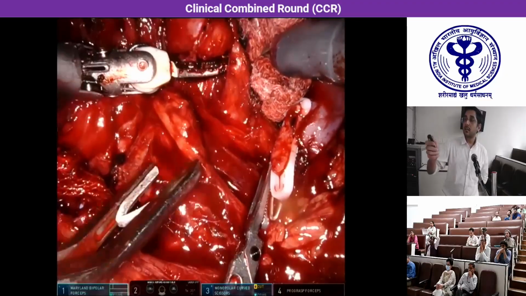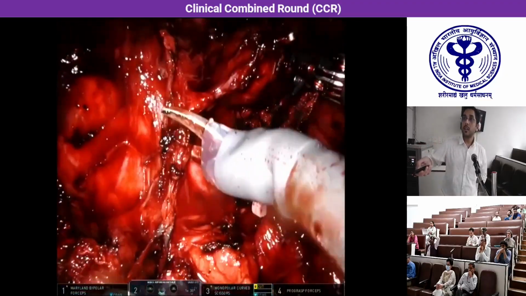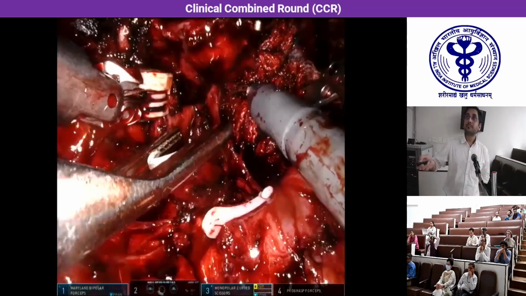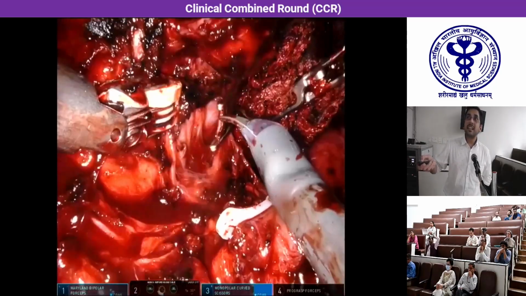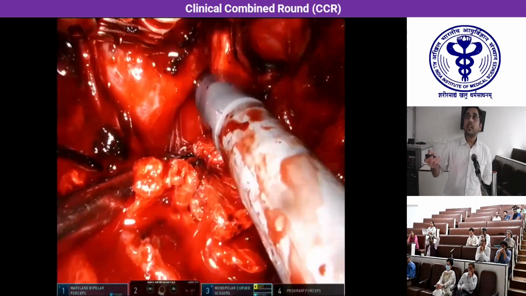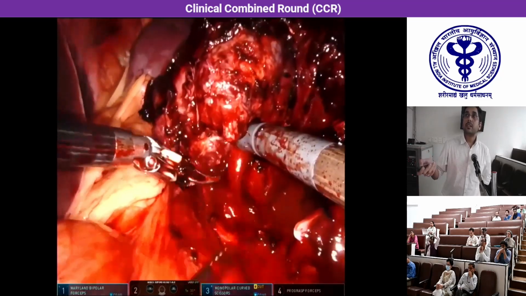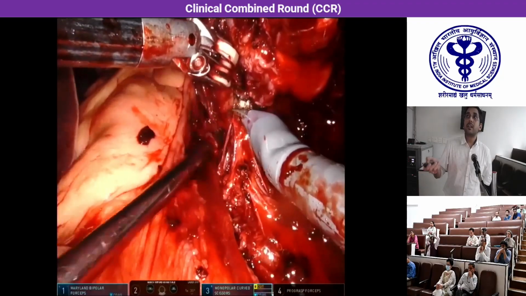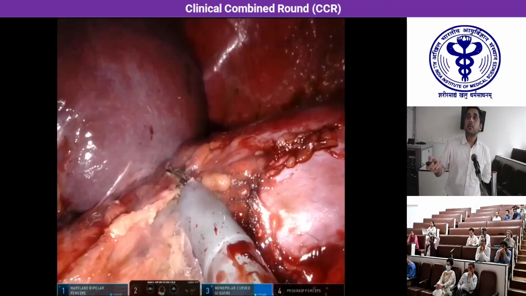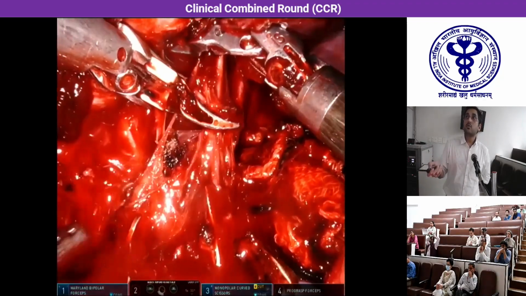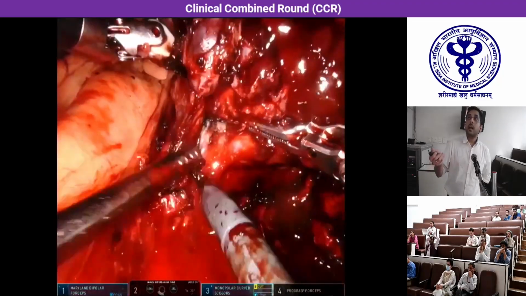We are working right on the surface of the abdominal aorta. So this is the aorta, multiple feeding vessels directly coming from the aorta that we clip, divide, sometimes suture, and slowly but steadily, after controlling as much bleeding as possible, we were able to remove the paraganglioma tissue completely.